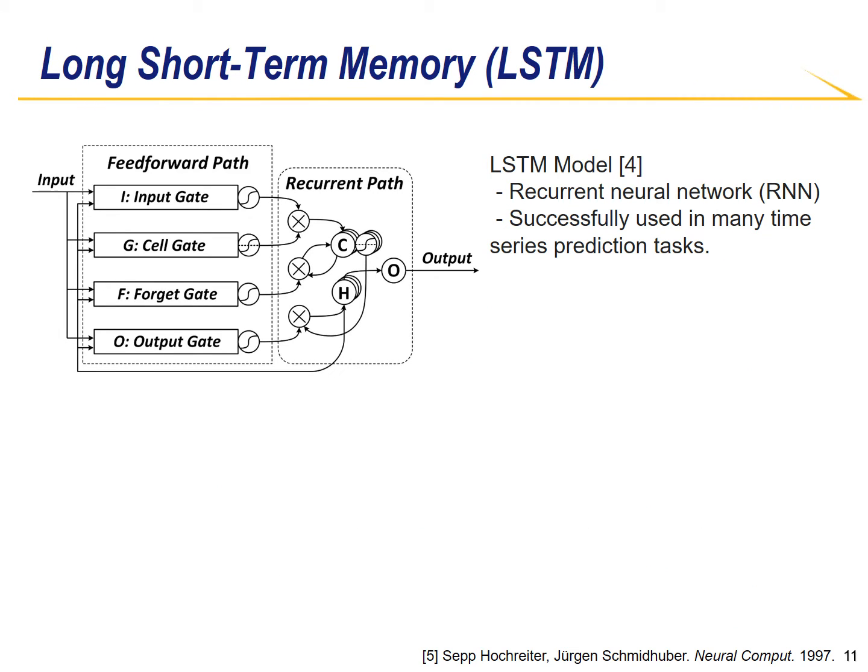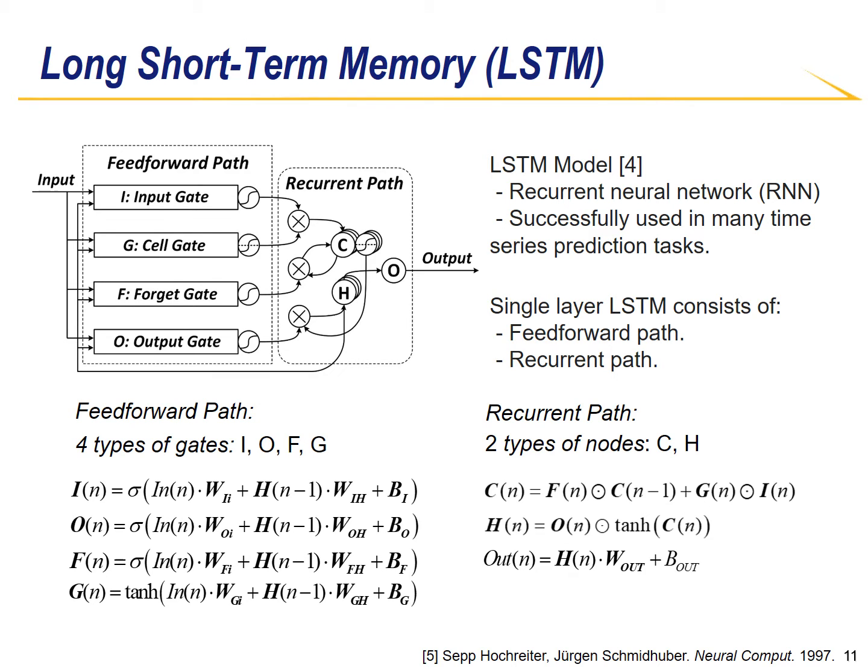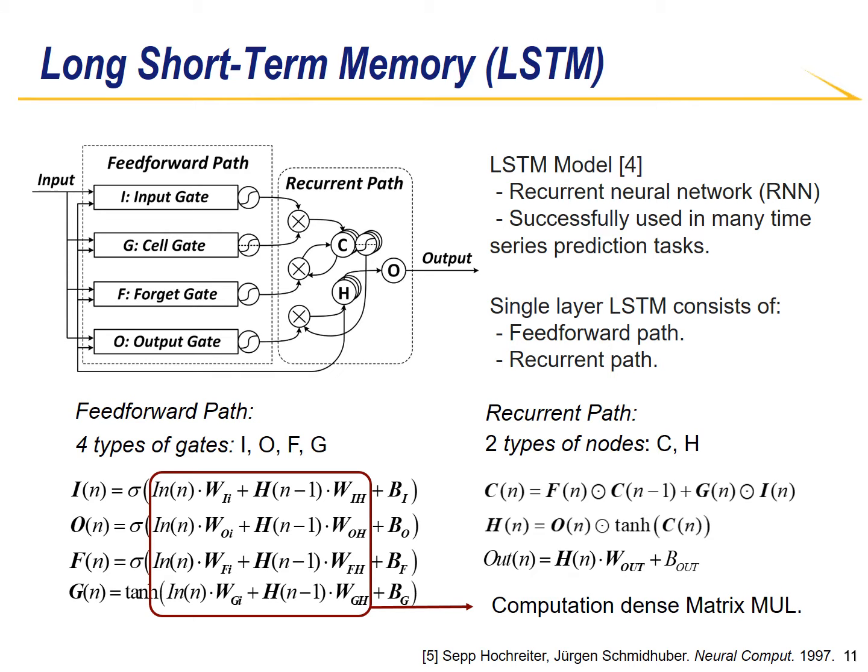The LSTM, short for long short-term memory, is a recurrent neural network machine learning model that has been successfully used in many time series prediction tasks. A single-layer LSTM model can be divided into 2 parts: the feed-forward pass and the recurrent pass. The feed-forward pass accomplishes the update of 4 types of LSTM gates: the input gate, the output gate, the forget gate, and the cell gate, while the recurrent pass performs the update of 2 types of nodes, the cell nodes and the hidden nodes. The most computationally dense part lies in the feed-forward pass, which is the dense matrix multiplication.